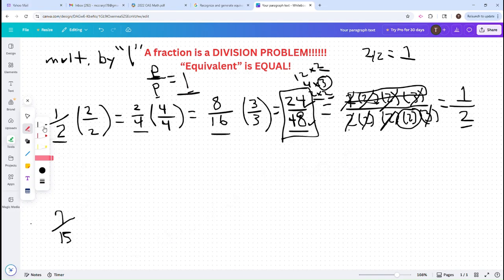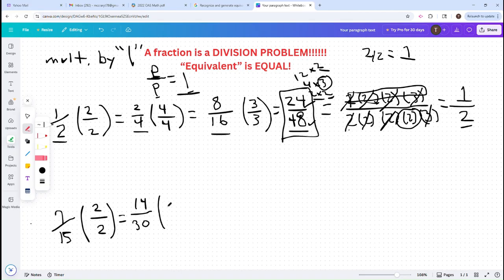So let's try this difficult one down here. 7 over 15. We're going to do the exact same thing. Let's just multiply it by 1, but a funky looking 1. All right. 7 times 2 is 14. 15 times 2 is 30. Bingo, bingo, bongo. Do that one again.